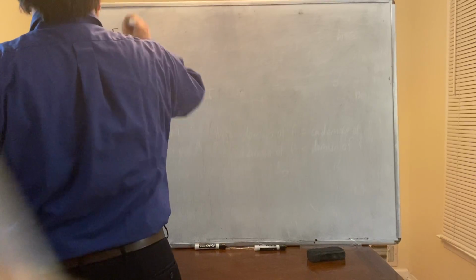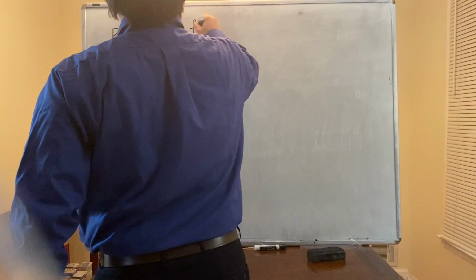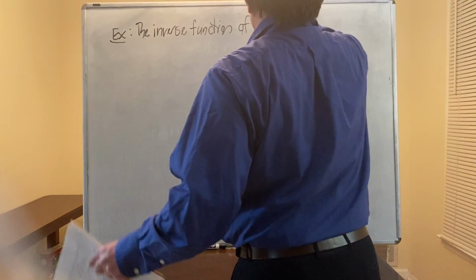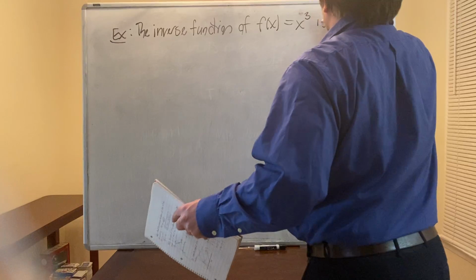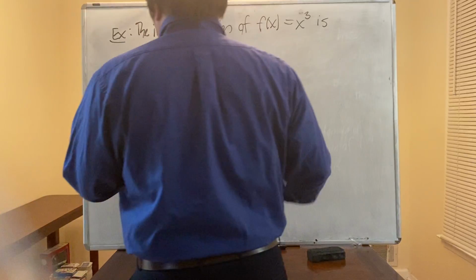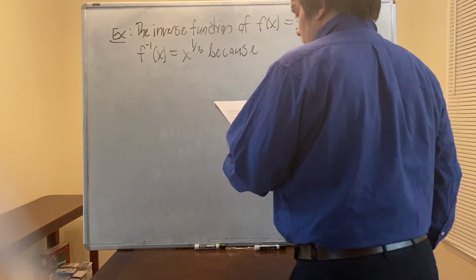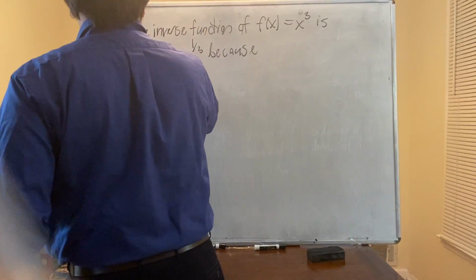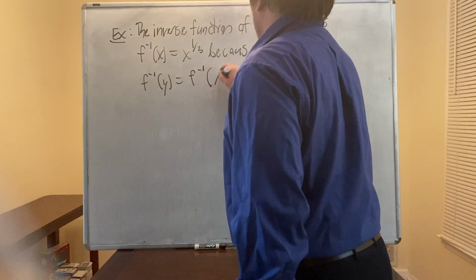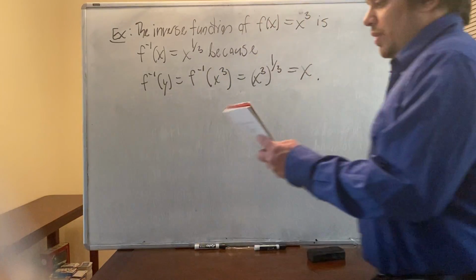Example. The inverse function of f of x equals x cubed is f inverse of x, which is equal to x to the 1/3, because f inverse of y is equal to f inverse of x cubed, which is equal to x cubed raised to the 1/3, which is x.